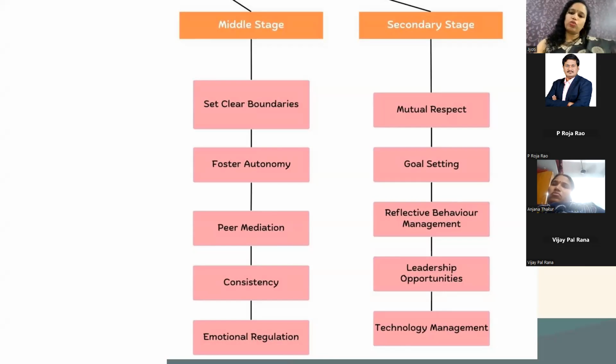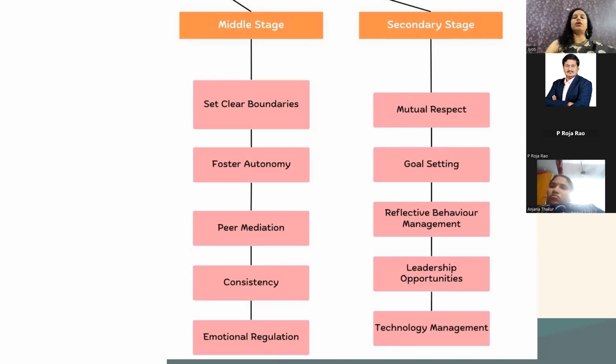The secondary stage, we will talk about mutual respect. So here we are not only talking about emotional regulation for yourself, but respect for your peers as well. Again, it will help a great deal with talking to them, counseling them. Counseling will also play a great deal in goal setting.